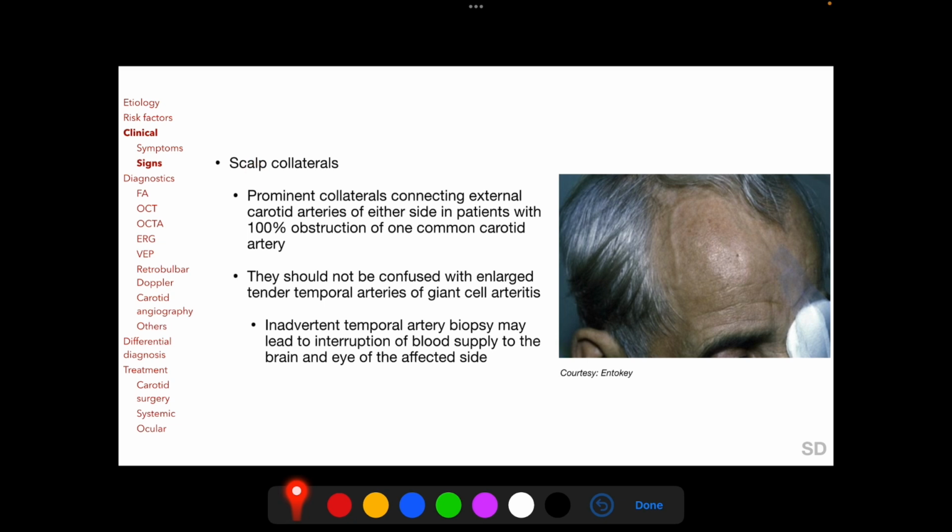Prominent scalp collaterals connecting external carotid arteries of either side, as seen here in this clinical photograph, can occur in patients with 100% or total obstruction of the common carotid artery of one side.